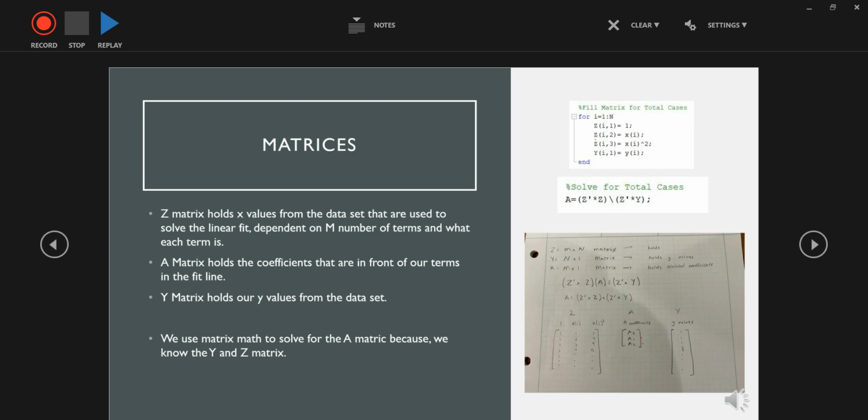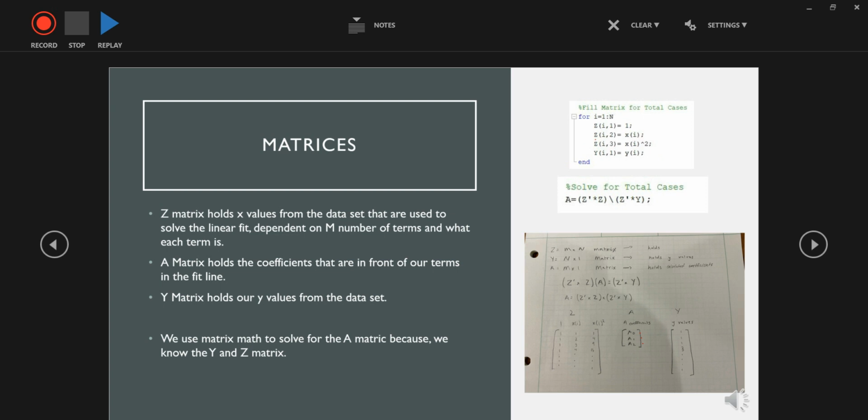Now, the next matrix is going to be our Y matrix. This matrix is going to hold all our Y values from the data set. So this is just 1, 1, 1, 3, and so on. And that's represented in this line of code. That's just taking the raw data and putting it into a vertical matrix.